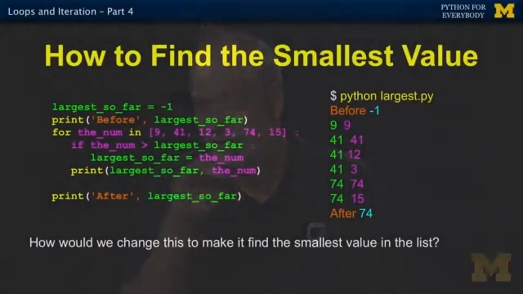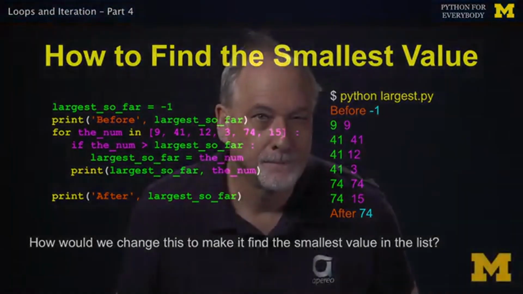So the question is, what would we do to change this to make it search for the smallest value in the list? Now you can look. Humans are good at this. Like, hey, what's the smallest value? It's 3. Yeah, of course, you know that. Now, we got to think like a computer. How are we going to find the smallest value in the list? What would we change here? What are some of the things you might change?